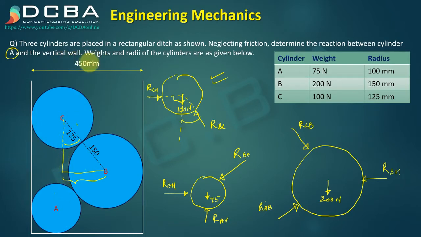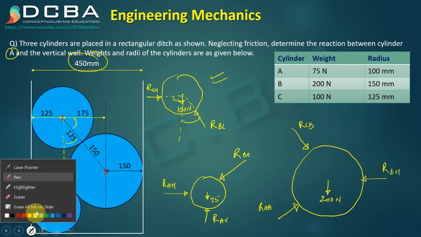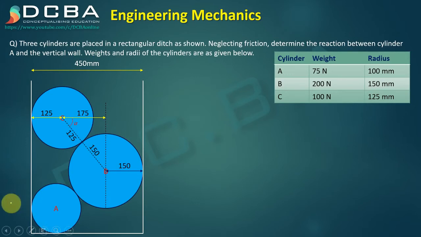What is given is the width of this container, 450 mm. The radius of C is 125, the radius of B is 150. So 450 minus 125 minus 150, you will get this distance, which is 175. We can find either this angle or this angle, both are fine. Let us say that angle is alpha. So alpha is cos inverse of 175 upon (125 plus 150). Alpha comes out to be 50.4788 degrees.